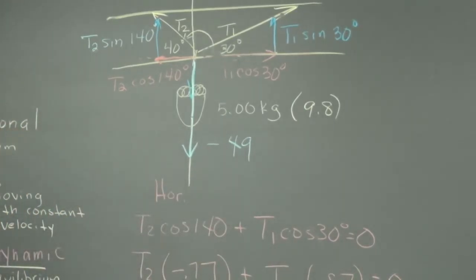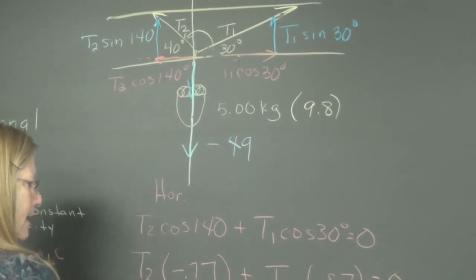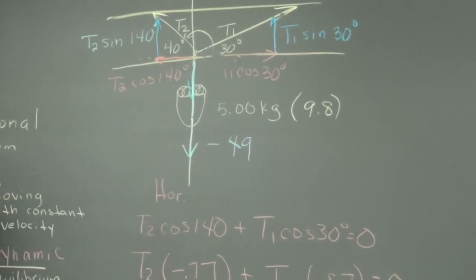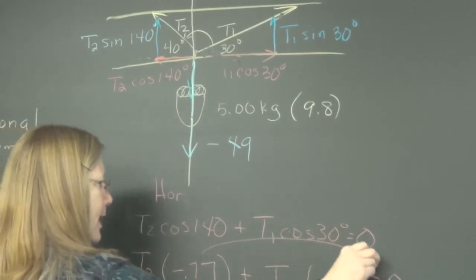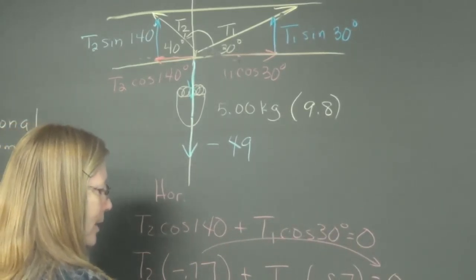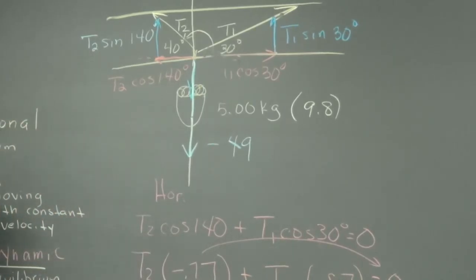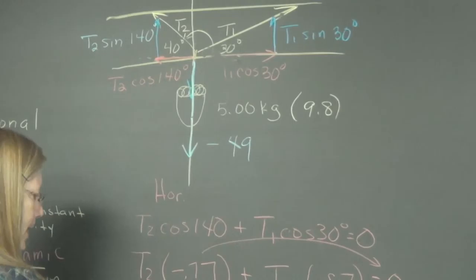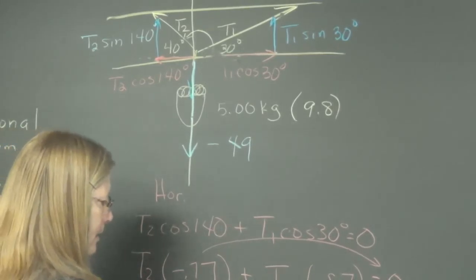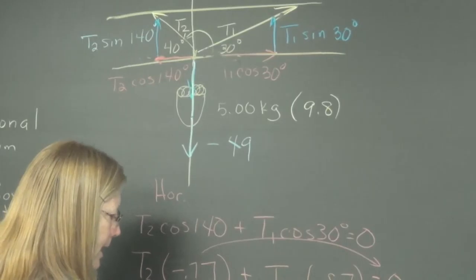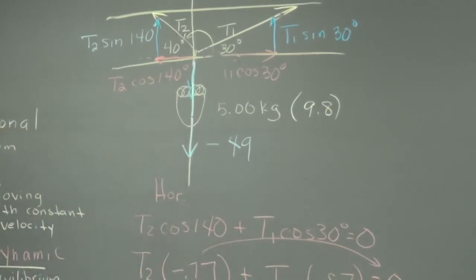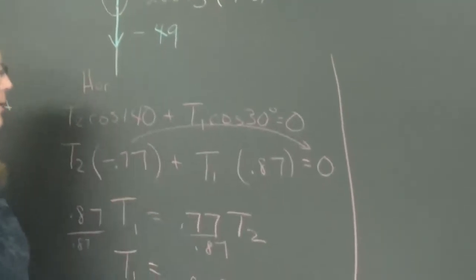All right, and so I'm going to move T2. Now we're going to solve that as far as we can. I put the 0.87 in front as a coefficient and move this to the other side where it becomes positive. So T1 equals, if you would divide for me, I'm going to divide both sides by 0.87. We got 0.89 T2. All right, that's as far as we go. We hit a dead end. It'll be very useful in a few minutes once we get to a point on the blue side.